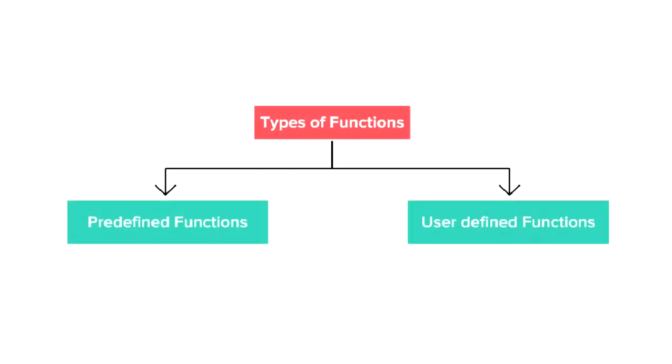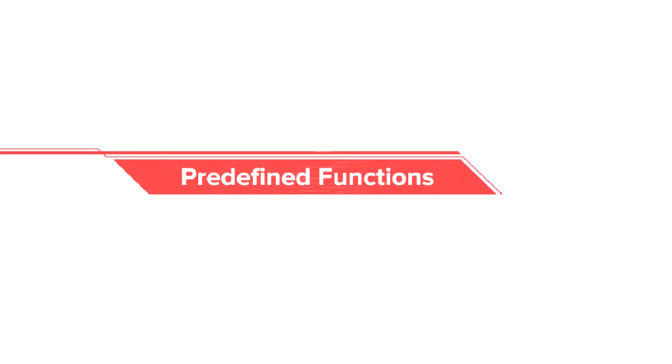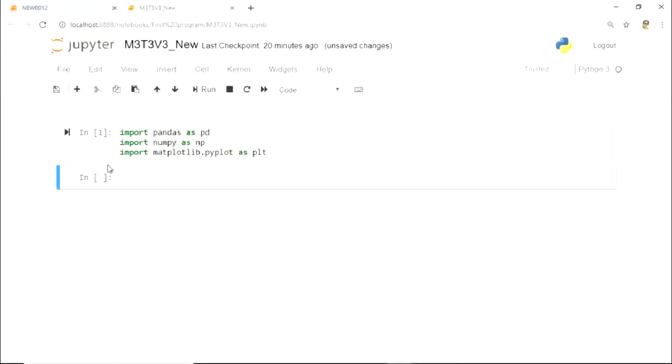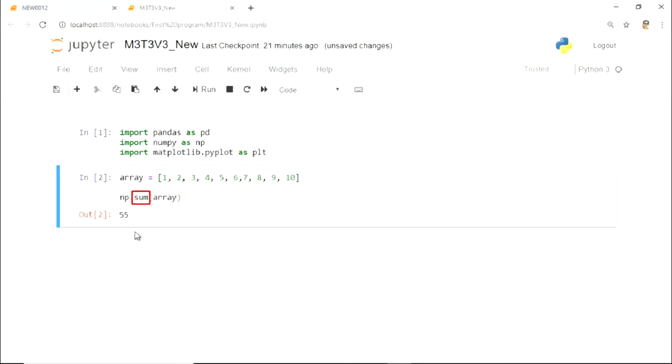There are essentially two types of functions: predefined functions and user-defined functions. Let's discuss each of them one by one. We will start with predefined functions. We have already seen the sum function before. It calculates and returns the sum of any list so that we will not have to write code for calculating the sum.